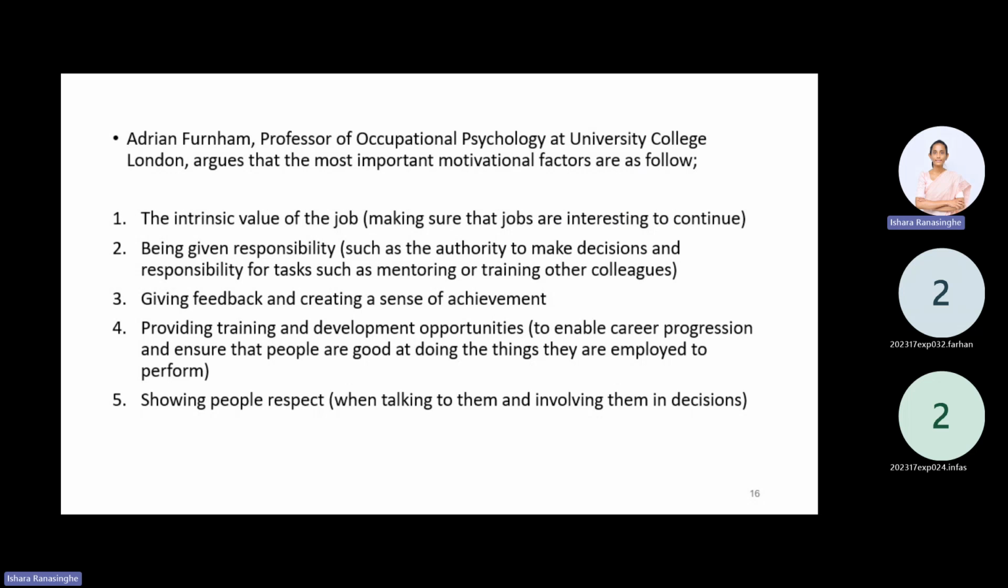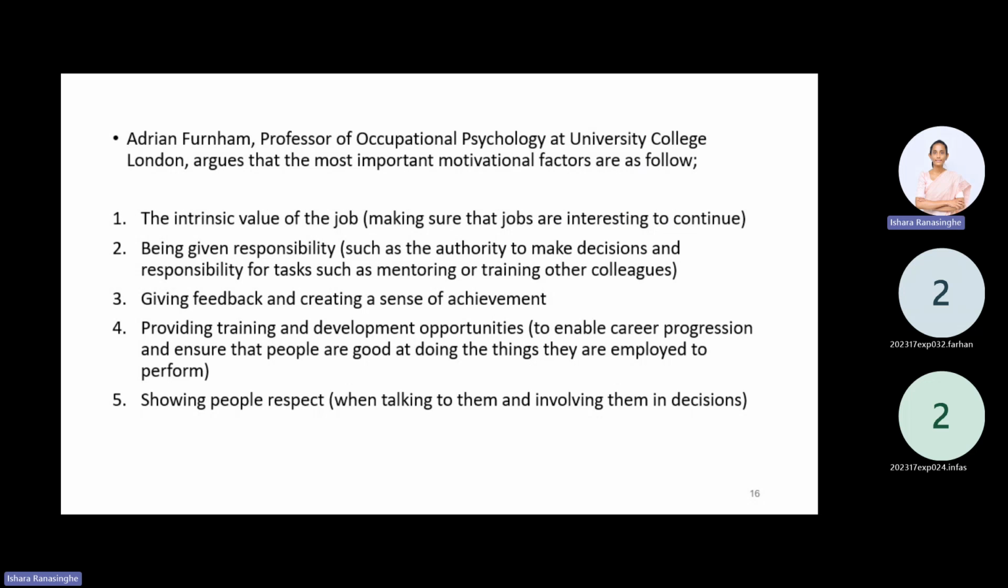Then, being given responsibilities. When we are receiving more and more responsibilities, as human beings, we get motivated. The perception is that when managers are giving more responsibilities, we try to understand they have recognized our talents. That's why they are giving more responsibilities, and we get motivated.